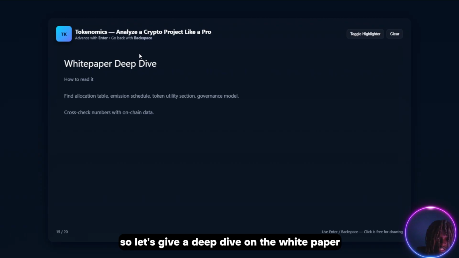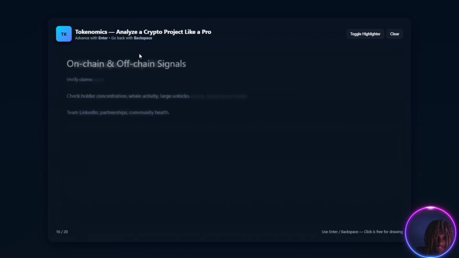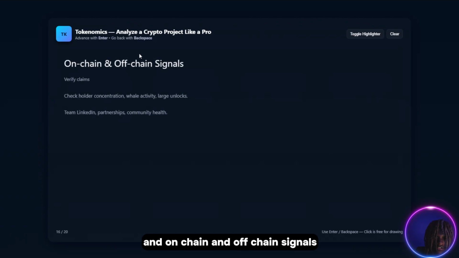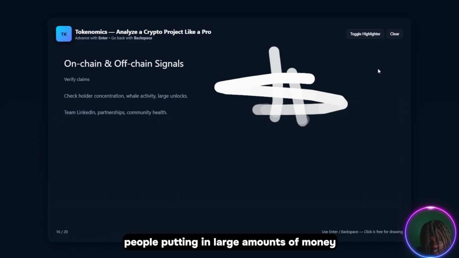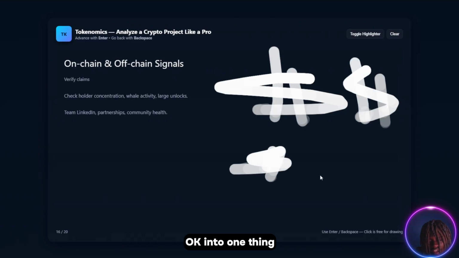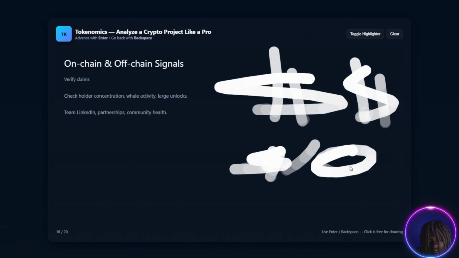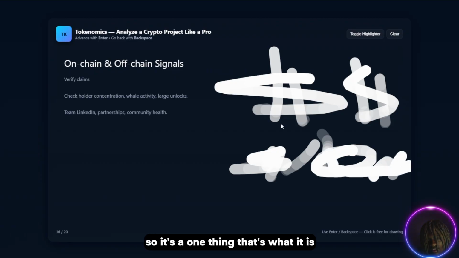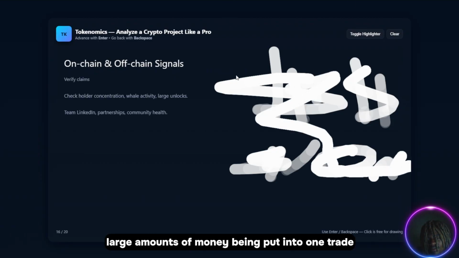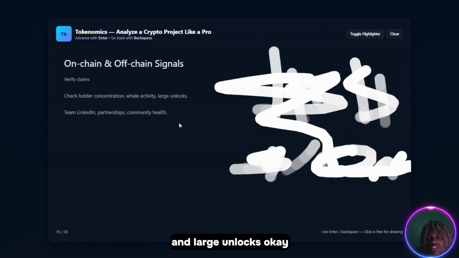So let's take a deep dive on the white paper. For the white paper, find the allocation table, the emission schedule, token utility section, governance model, and cross-check numbers with on-chain data. And on-chain and off-chain signals: verify the claims. Check holder concentration and whale activity. Whale activity is people putting large amounts of money into one thing, one trade, and large unlocks.